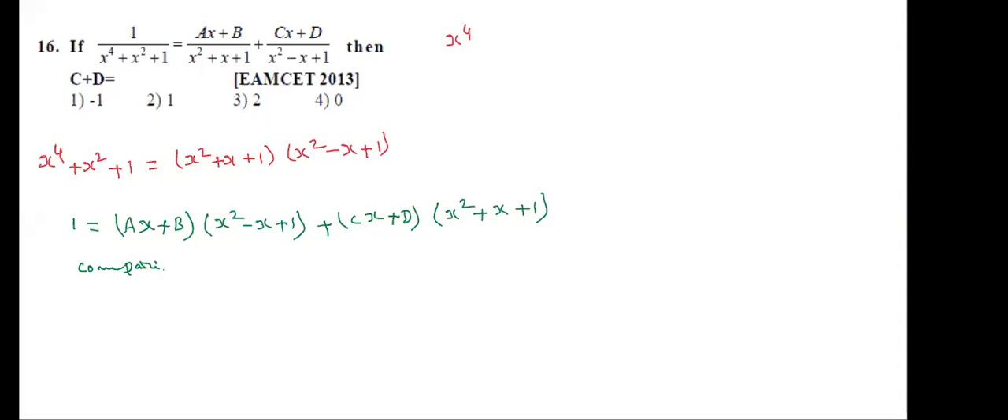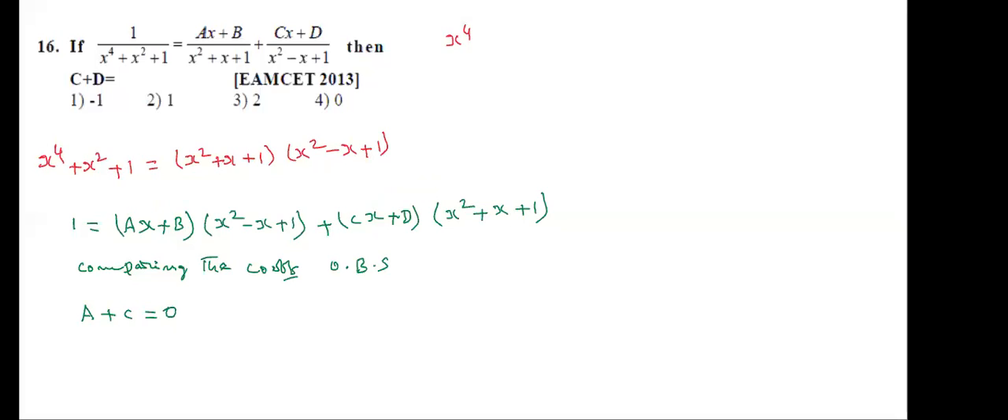Comparing coefficients on both the sides. First compare x cube coefficient. Ax into x square, x cube. Cx into x square, cx cube. That means a plus c is equal to 0. Okay, students, do you understand? That is the x cube coefficient.